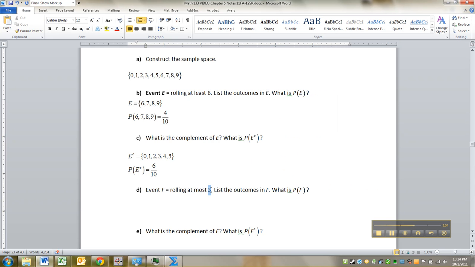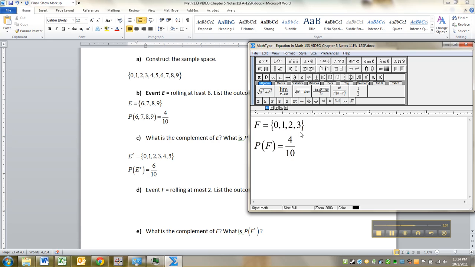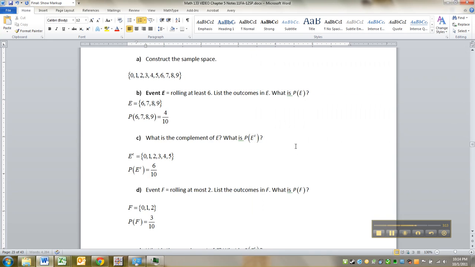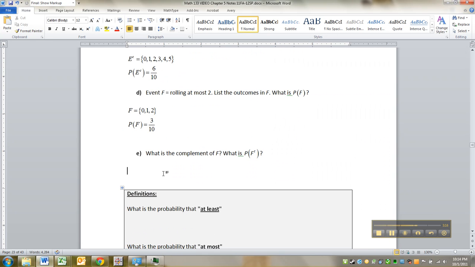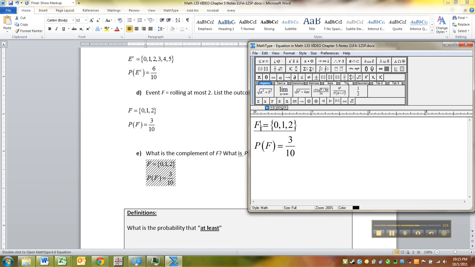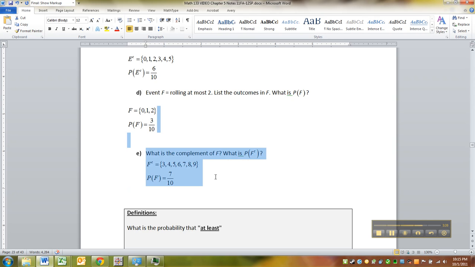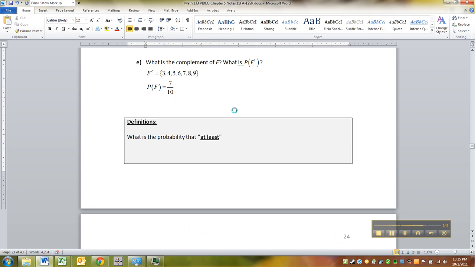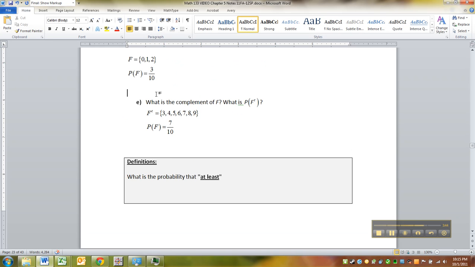How would we do this? At most 2. There we go. Something different. So let's make it at most 2. And that would make it 3 out of 10, right? Oh, man, I'm working hard for it. All right, so what's the complement of F? Good question. The way I've got it written out now, at most 2, F complement would be all the other numbers. So 3, 4, 5, 6, 7, 8, 9, which would make it 7 out of 10. Now notice 3 out of 10 and 7 out of 10, you know what they add up to? 1.